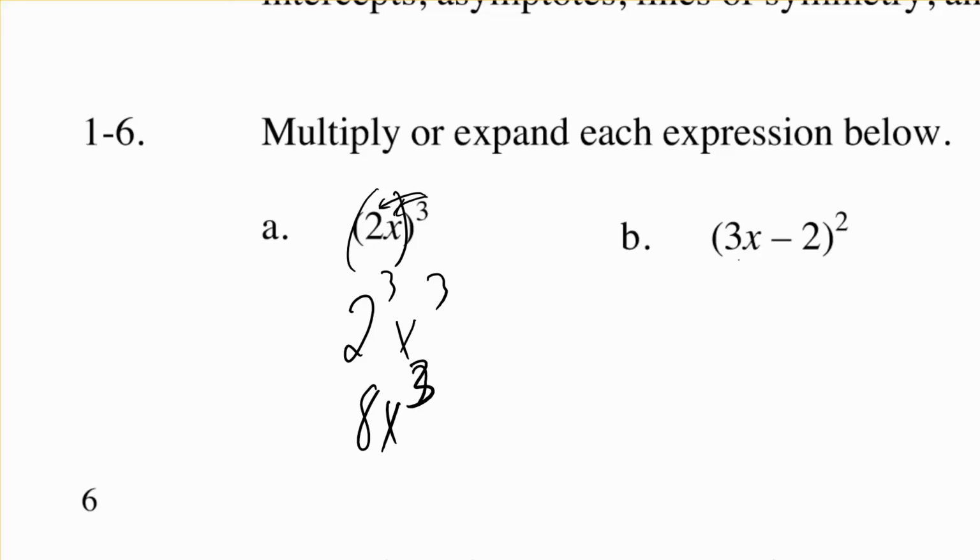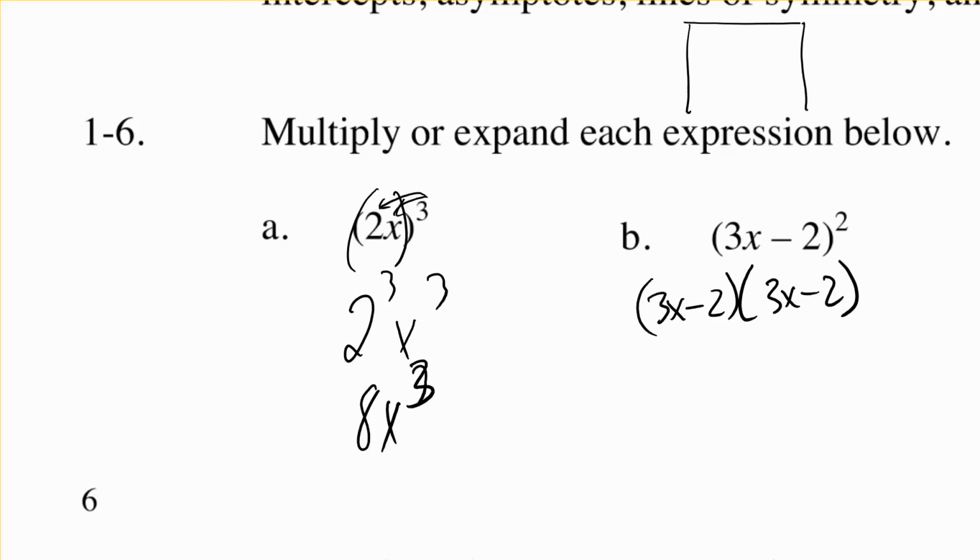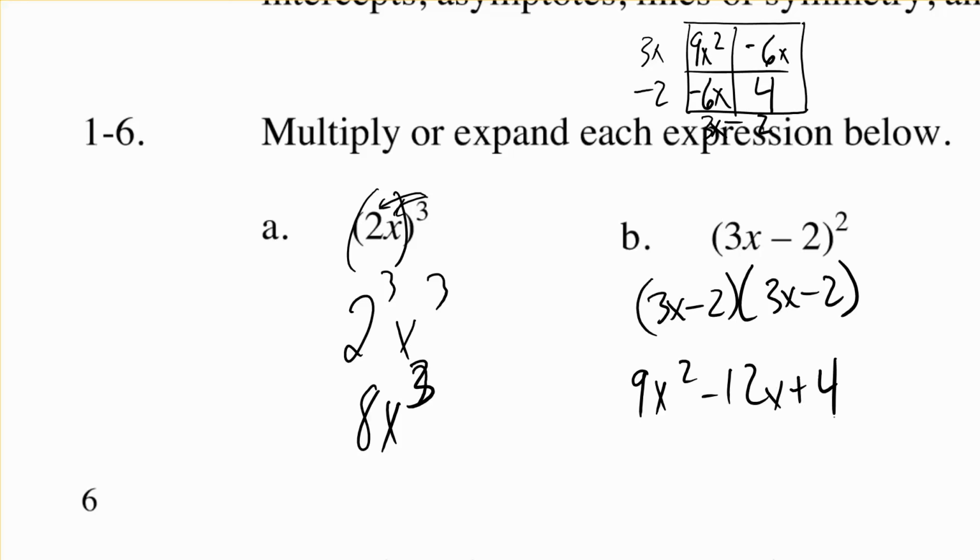When we have a binomial squared, we need to remember that that's 3x minus 2 times 3x minus 2. We can put it into our general rectangle and actually do the multiplication. 3x minus 2, 3x minus 2: 9x squared, negative 6x, negative 6x, and then 4. And add them up: 9x squared minus 12x plus 4.